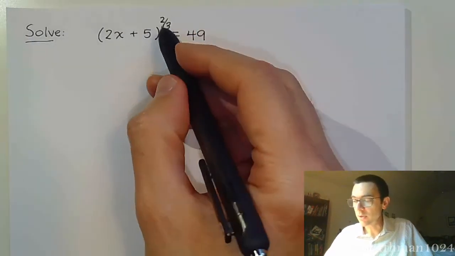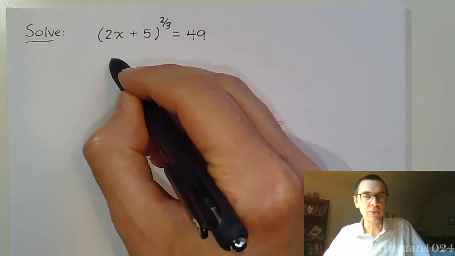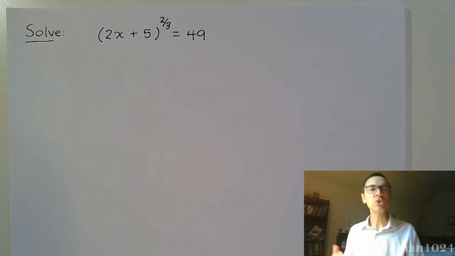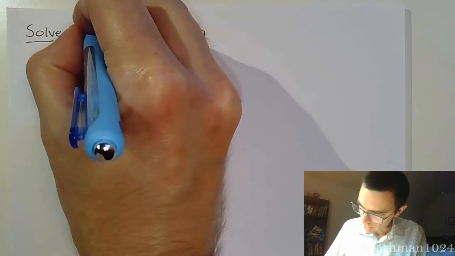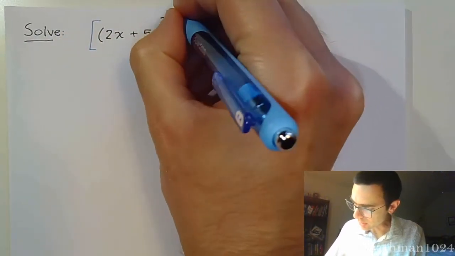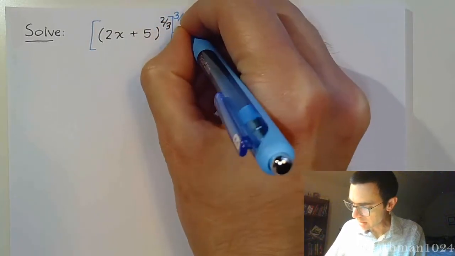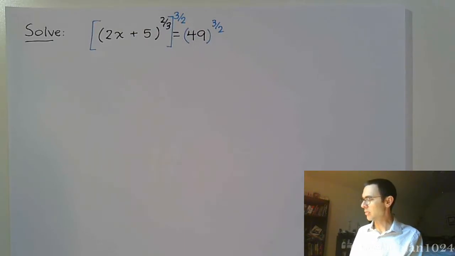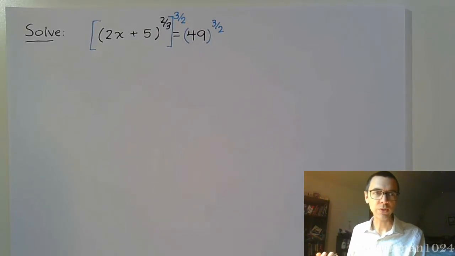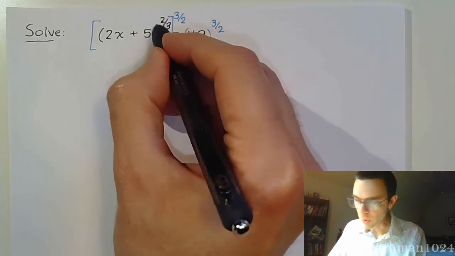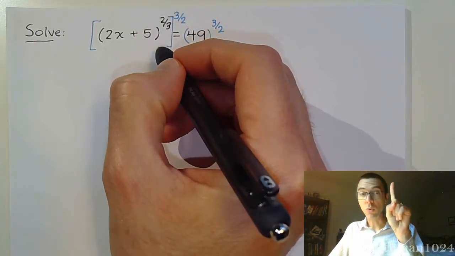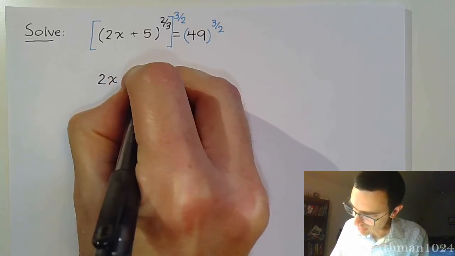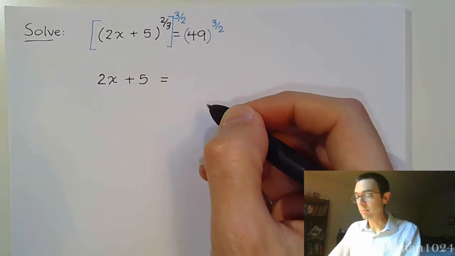Again, we want to get rid of the power so that we can get to the expression on the inside. And again, just like in the last 2 examples, we're going to raise both sides to the reciprocal power. So raise this to the reciprocal power, so that's going to be to the 3/2. Do it on the right side as well. Remember, what you do on one side, you do on the other side. So these are going to reduce away to give us a power of 1, and a power of 1 just means I get 2x plus 5 on the left.